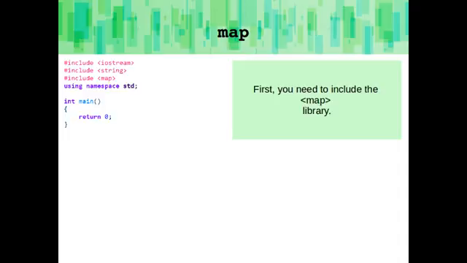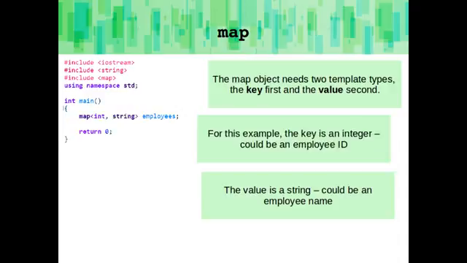First, you need to include the map library. The map object needs two template types. The key is first, and the value is second. For this example, the key is an integer. It could be an employee ID. The value is a string, and it could be an employee name.